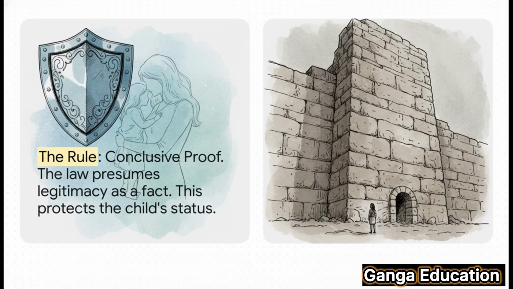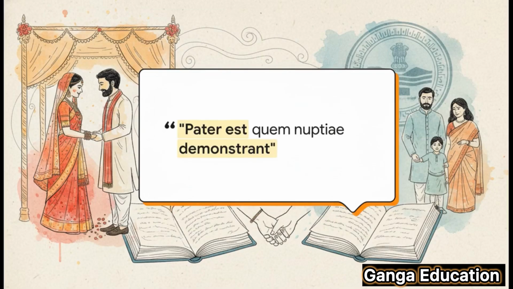But on the other hand, you have that single, tiny window, the exception of non-access, and the burden to prove it is incredibly high. You know, this entire legal idea is captured perfectly in a famous Latin maxim, "pater est quem nuptiae demonstrant." It literally means, the father is he whom the marriage indicates. This maxim is really the philosophical heart of Section 114.